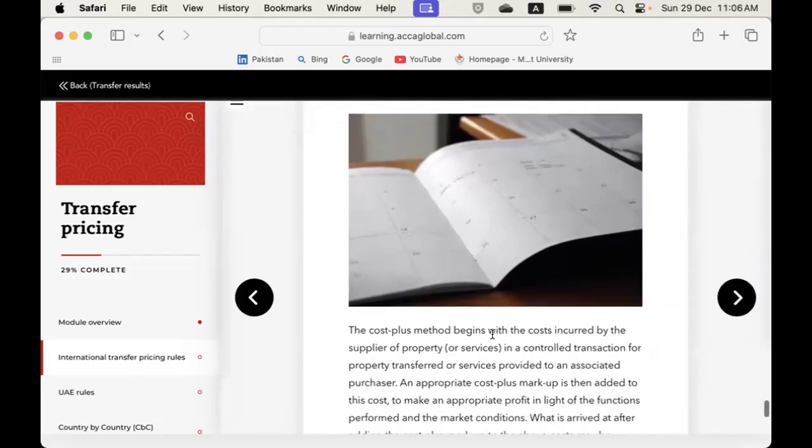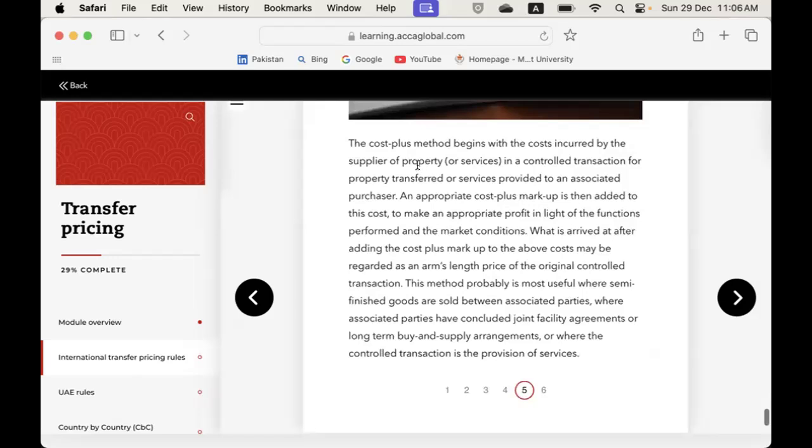So we are now looking at the cost plus method, another of the traditional methods. The cost plus method begins with costs incurred by the supplier of property or services in a controlled transaction for property transferred or services provided to an associated purchaser. We might know that particularly in India, there are so many back offices established from around the world. For example, in the Big Four, Deloitte, EY, they have very large back offices called GDS, Global Delivery Services, or Techno Hub, etc. Those are not direct revenue earning enterprises. They provide back office services to these regional practices. So if they are not really earning revenue, their entire revenue is actually internal. That's where cost plus will come in.